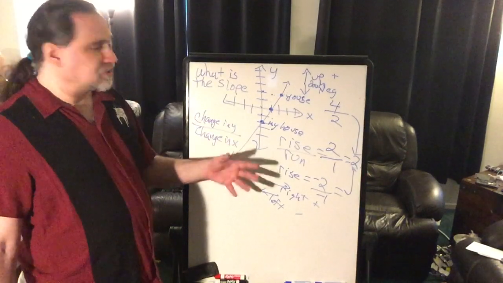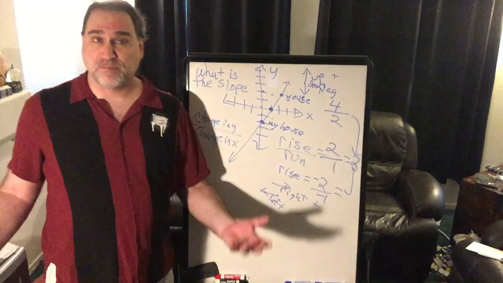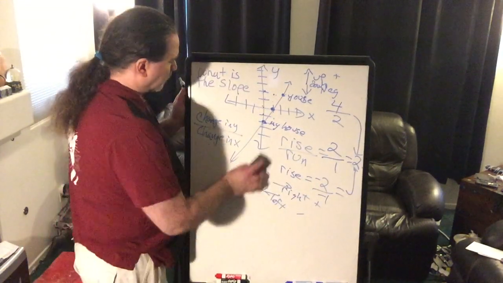Okay? Now that's how you do it if they give you a graph. What happens if they give you a couple of points? Okay?